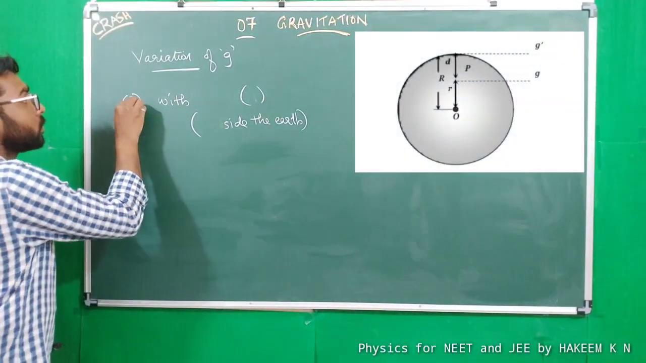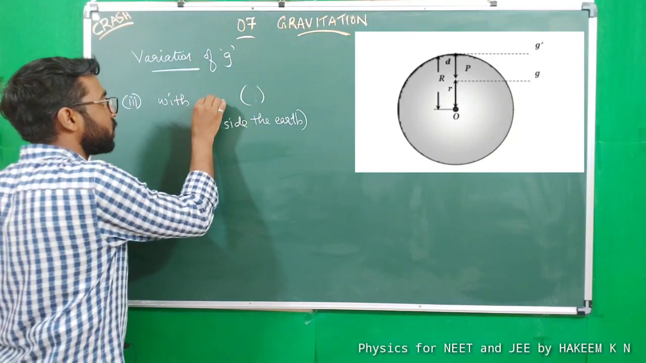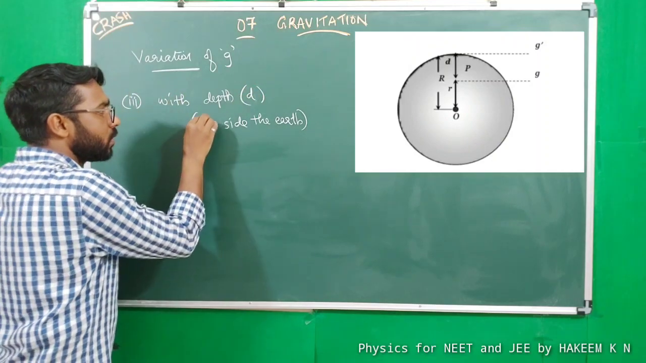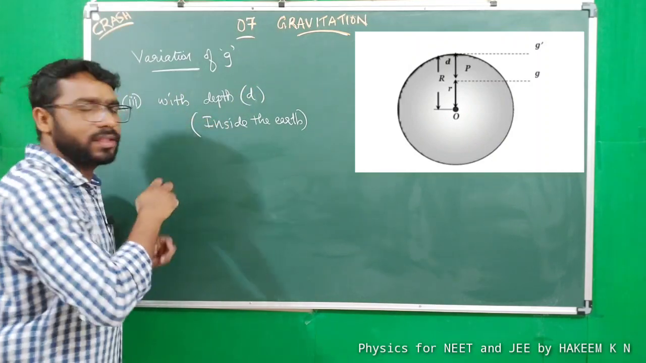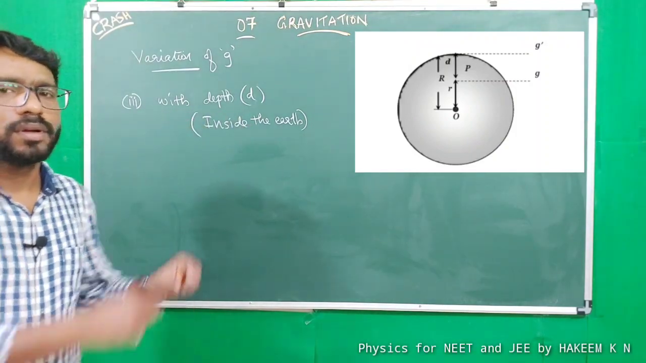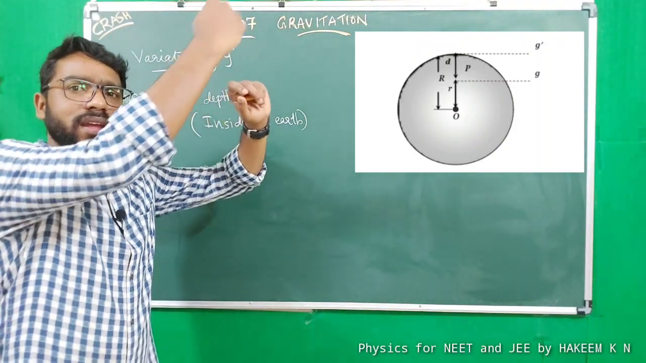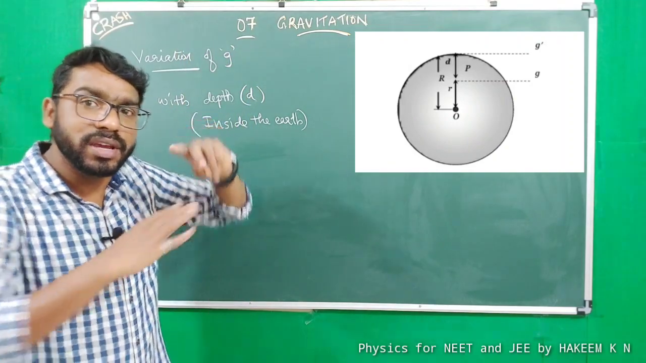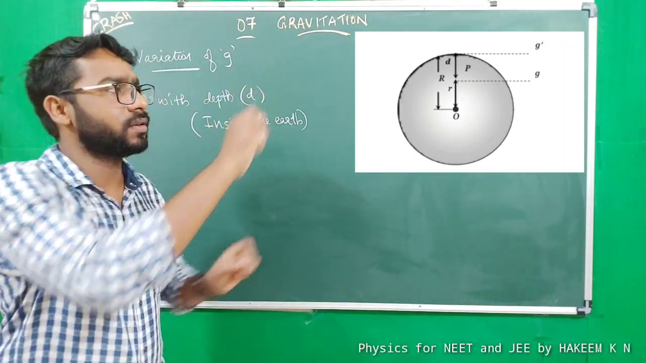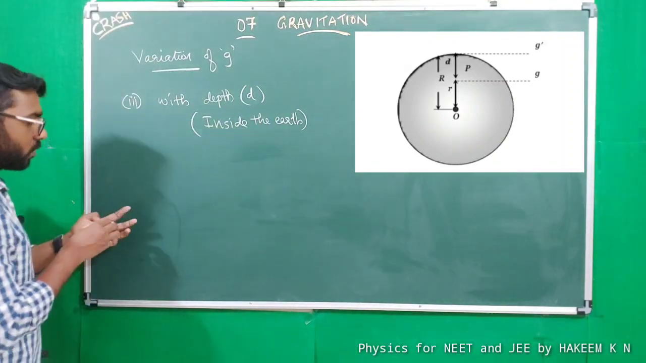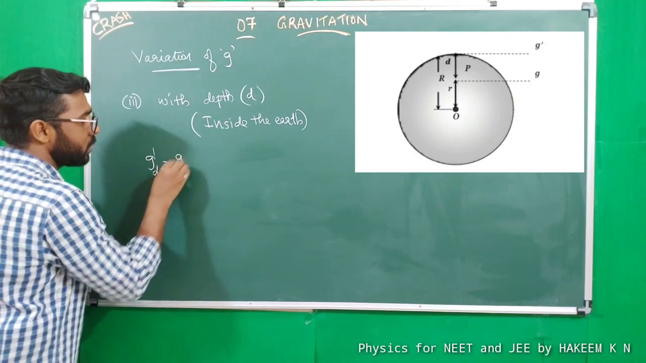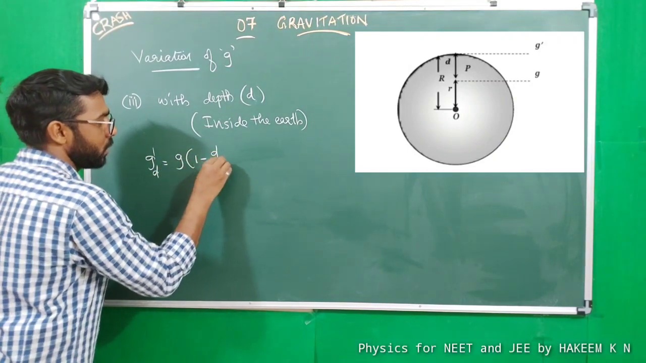Third point, variation of g with depth, small d. With the depth means inside the earth. You can see the diagram. At a depth d from the surface, but d is taken from the surface and small r distance is taken from the center. So what was the equation? G dash with the depth equal to g into 1 minus d by r.